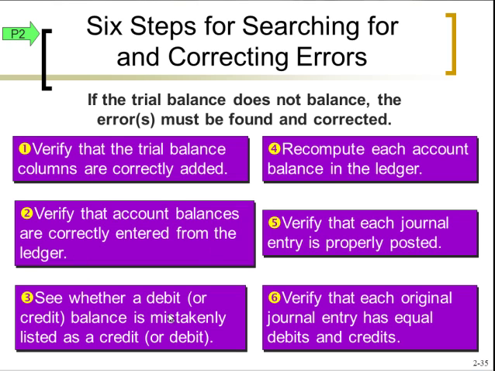If that's still not the problem, you have to take a step back. In step 4, recompute each account balance in the ledger. So it's similar to what we did with step 1, only now we're doing it in each account balance in the ledger. You'll have to do it several times until you find your mistake. If that's still not the problem, you have to take a look and make sure you posted the journal entries properly. So, for example, did you pull the right dollar amount over? Did you pull it over to the proper side? And then number 6, your last step, which could take quite a while, verify that each original journal entry has equal debits and credits. One of these steps has to work to balance your trial balance back out.